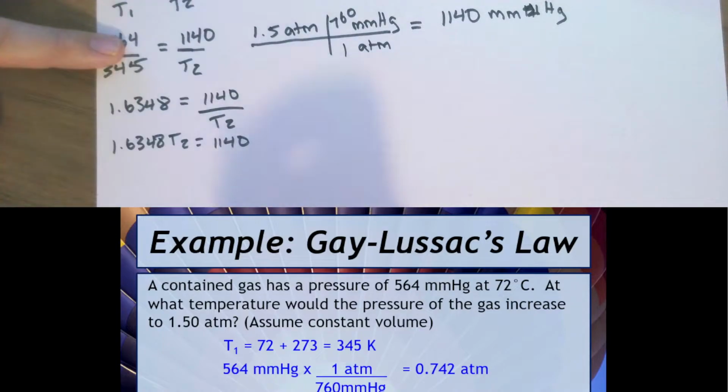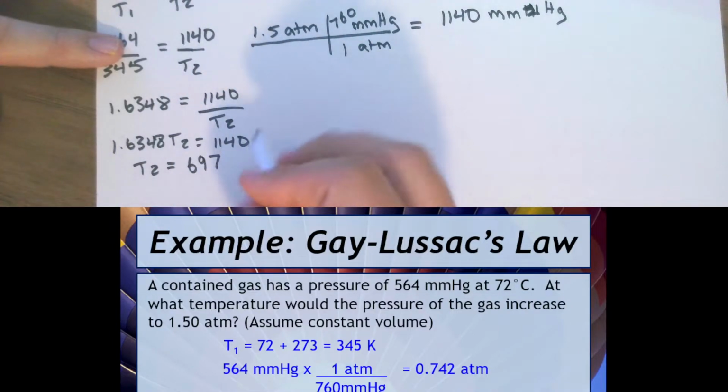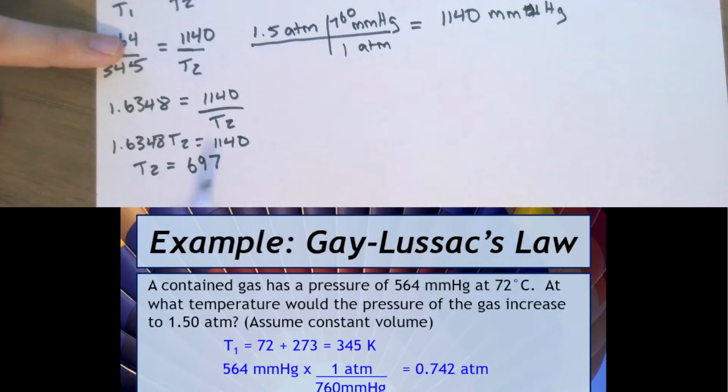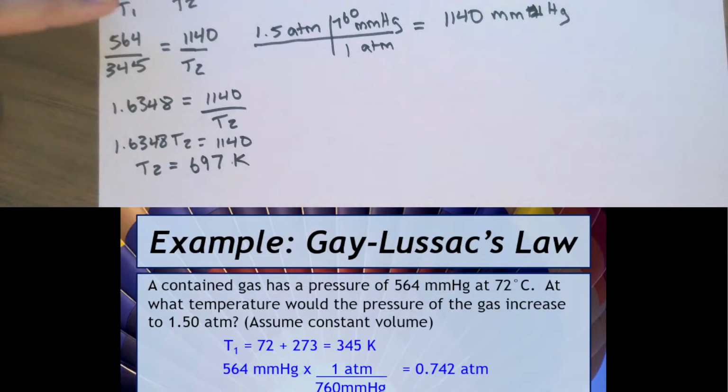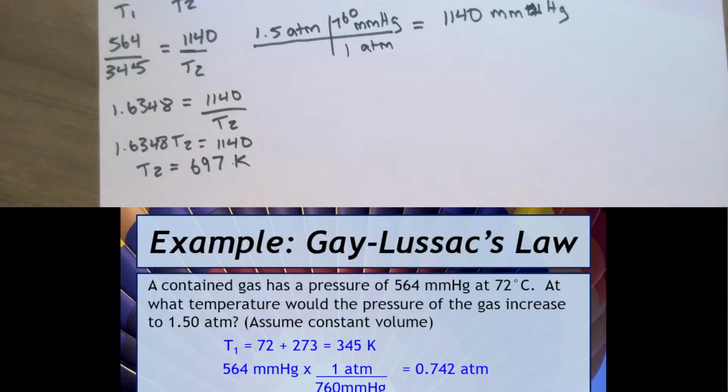Okay, and then just dividing by 1.648 to get T2 by itself, I get 697.3. I'm just going to leave it as 697 to keep it in 3 significant figures. So usually, if you're worried about rounding, just round it to 3 non-zero numbers. If I want the unit, it is in Kelvin. And that's that. Regardless of what unit you converted your pressure into, you'll get the same answer.